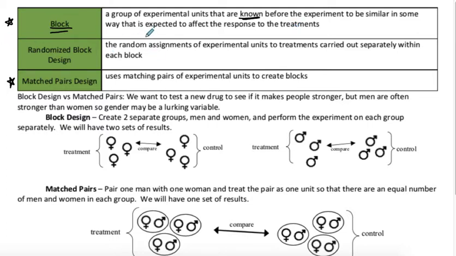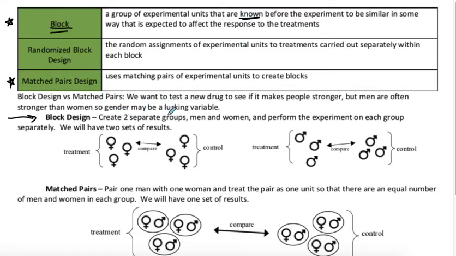So a randomized block design has the random assignments of experimental units to treatments carried out separately within each block. Okay, so let's look at this one. When we look at block design, we want to test, in this example, a new drug to see if it makes people stronger. But men are often stronger than women, so maybe gender would be a lurking variable that we want to consider.